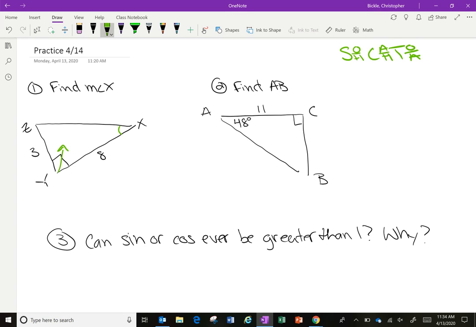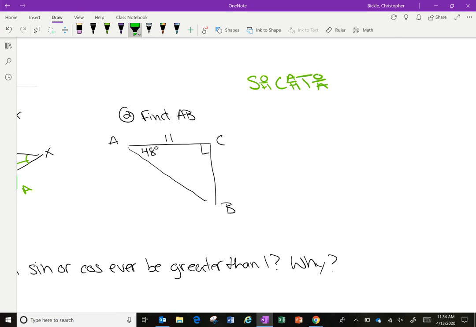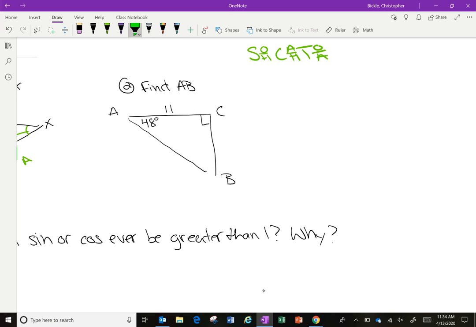So the side across from y is the hypotenuse. Side across from x is our opposite. Other side is going to be the adjacent. So I was given two side lengths here, the 3 and the 8. Those are the opposite and the adjacent. So if we come back over to SOHCAHTOA, that's going to be tangent here.